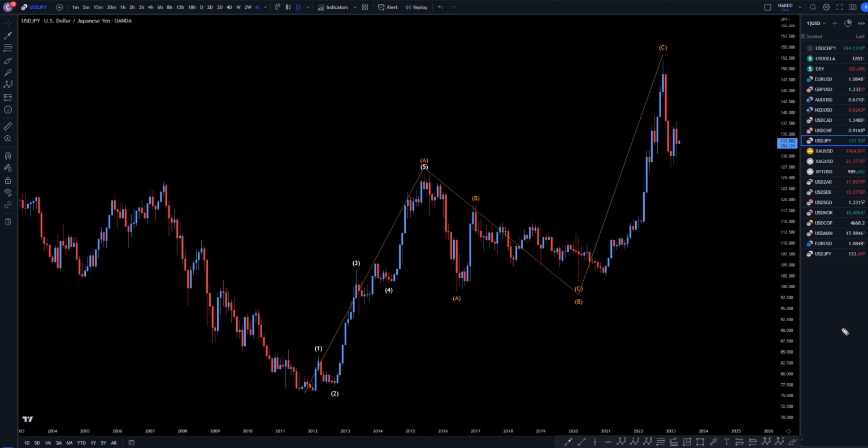Today is Monday, April 3rd, and we're going to be analyzing the US dollar yen starting on the monthly, working my way down to the 1 hour time frame.